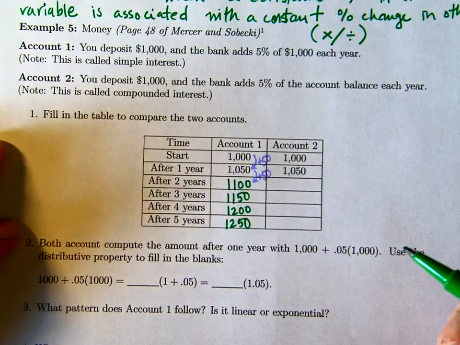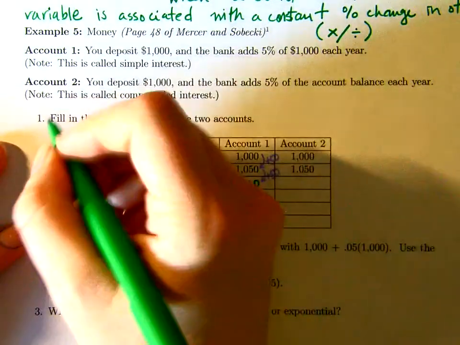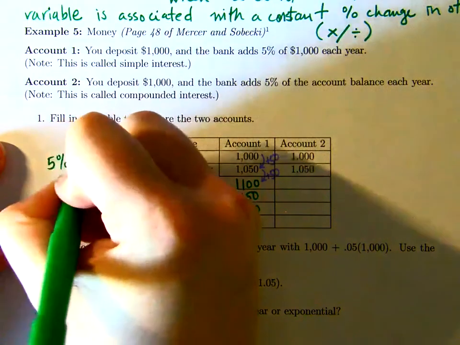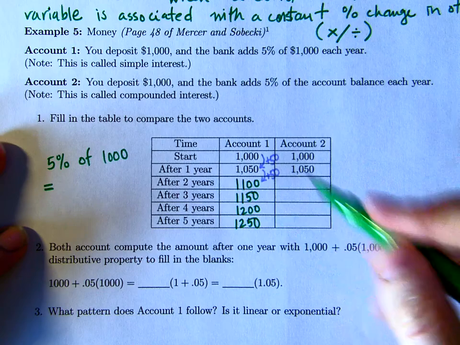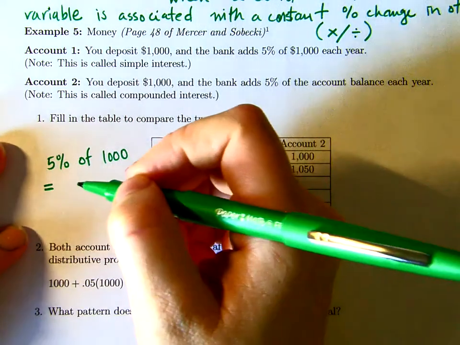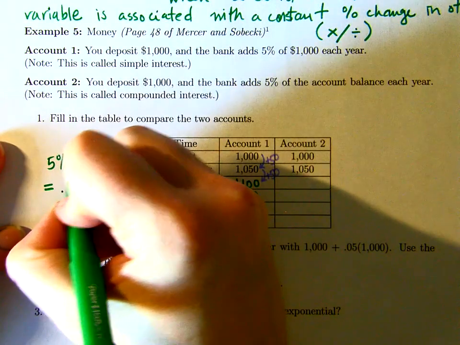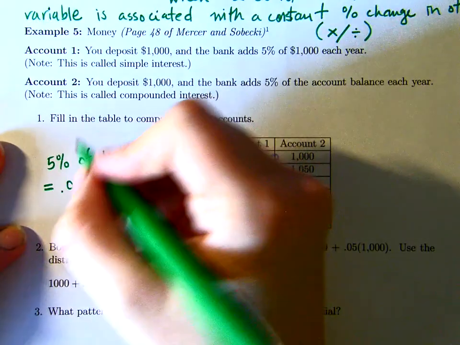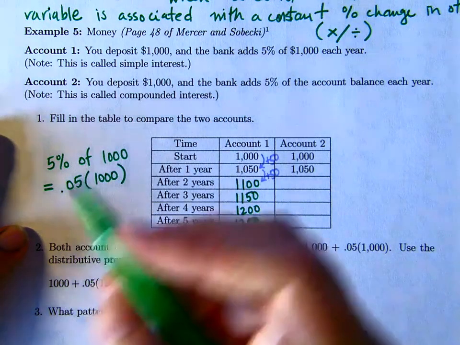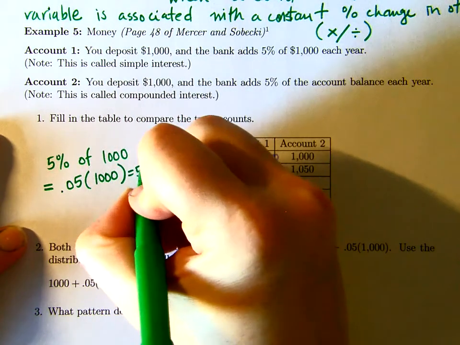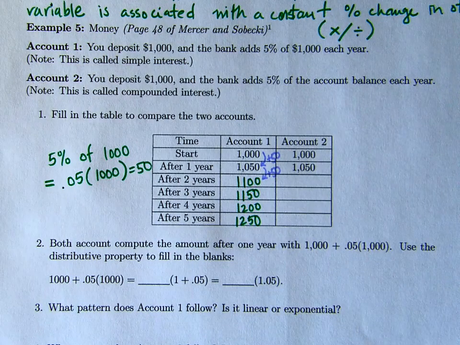Just to check that, so 5% of $1,000. I trusted them at first, but I'm thinking maybe it would be nice to show it. 5% is 5/100ths. That portion of 1,000 really is 50. We're good here.